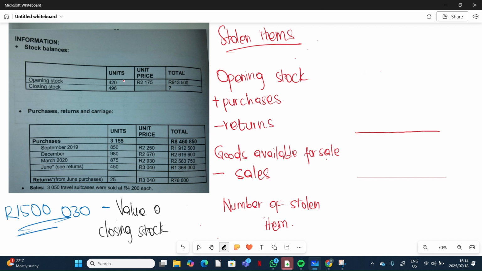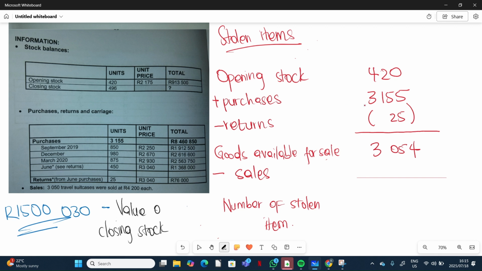So remember the opening stock is 420 units, it's given. Here we need the units. We're not going to look at the values because we need the units that were stolen. 420. Purchases: how many purchases did they make? They made 3,155, the total purchases right there. Returns: we returned 25 units, so you're going to subtract 25. Then the units that were available for sale are 3,054. It's the goods that are available for sale.